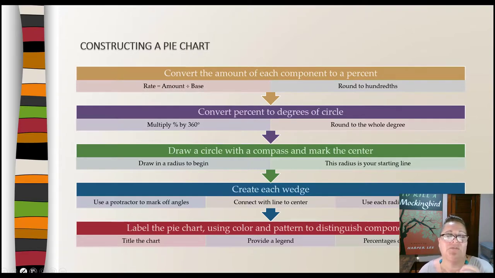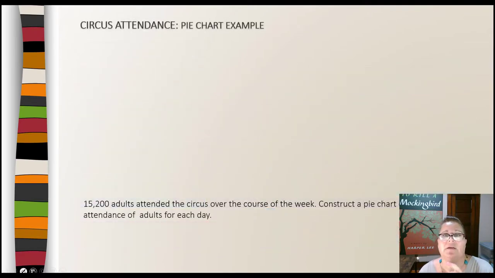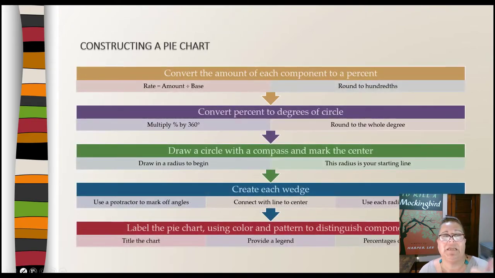We will then need to figure out what that is as a percentage of the circle. So we're going to multiply that percent by 360 and round to the nearest whole degree. Now you need a circle, a compass, and we need to mark the center. Then we're going to create each wedge and connect it with a line to the center, using each radius in succession as we go around.